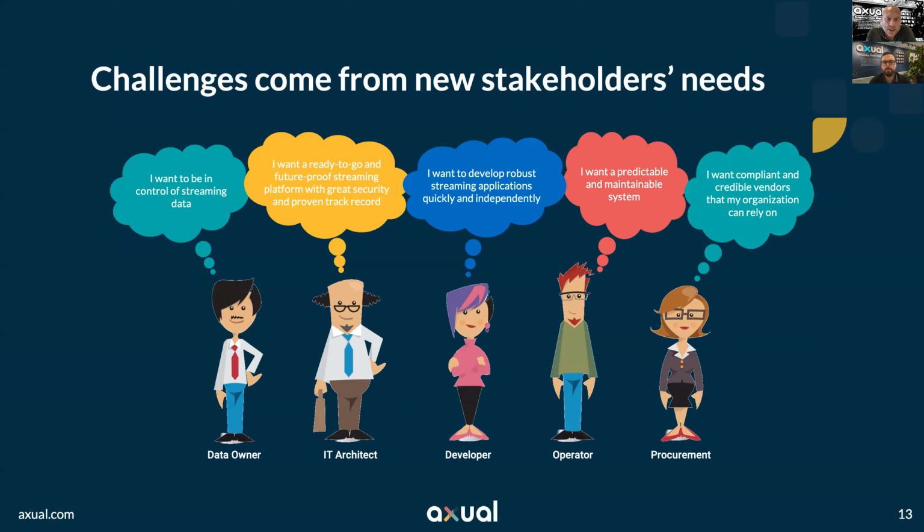And finally, procurement says, well, it's nice that you selected Kafka. Kafka is open source, but I still want to have a credible vendor behind Kafka for if things go not so well, I want a party to fall back on, to call in support and to make sure that the business requirements of this platform are actually met.